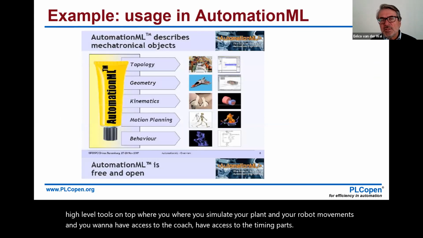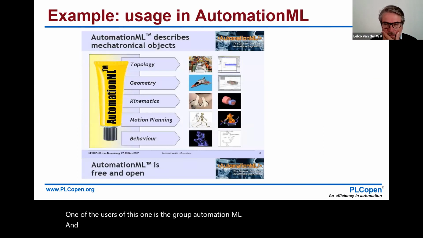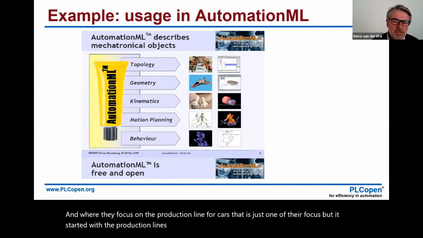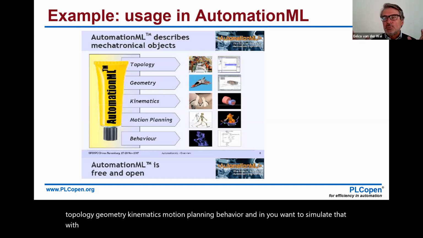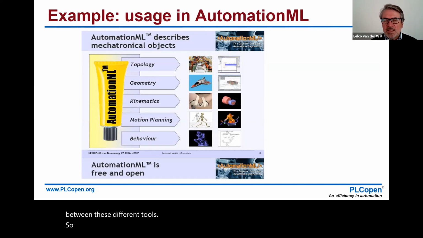One of the users of this one is the group AutomationML, where they focus on the production line for cars. That is just one of their focuses. But it started with the production lines at Mercedes-Benz. So you've got all kinds of issues there: topology, geometry, kinematics, motion planning, behavior. And you want to simulate that with all the different software tools that are there and combine them and provide this glue, as they say, between these different tools. So you can exchange the information.